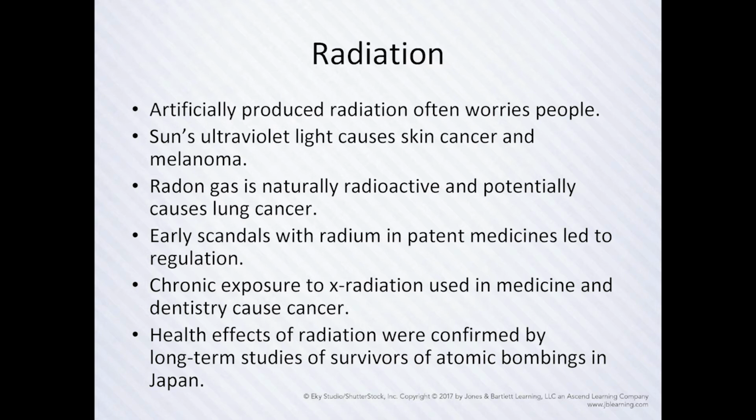A little bit more on radiation. Artificially produced radiation may cause worry in people, things like X-rays. The sun's ultraviolet light may lead to excessive skin cancers and melanomas. We'll talk a little bit more about radon gas. It's a naturally occurring gas that comes from the decay of uranium, potentially can cause lung cancer and other things.